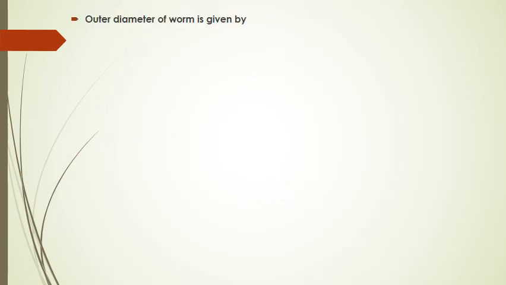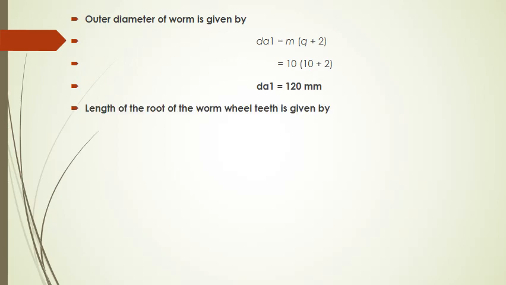Now outer diameter of the worm is given by dA1 is equal to m into bracket Q plus 2. Substituting the values, therefore dA1 is equal to 10 into bracket 10 plus 2. Therefore dA1 is equal to 120 mm.